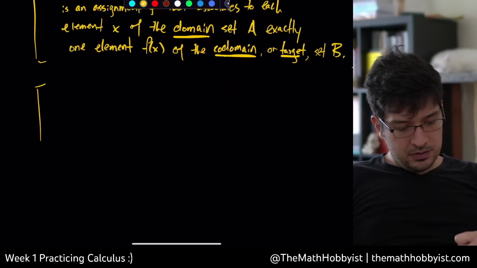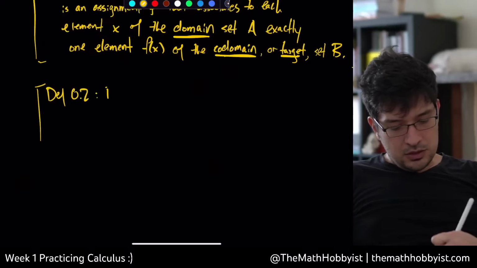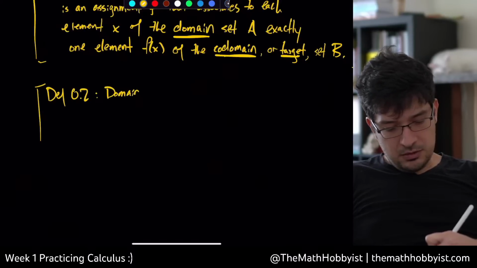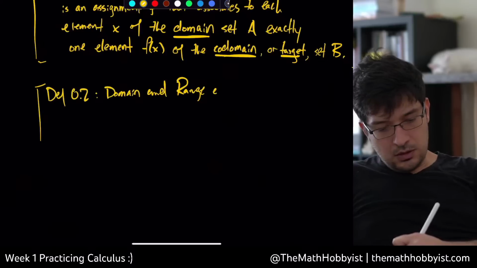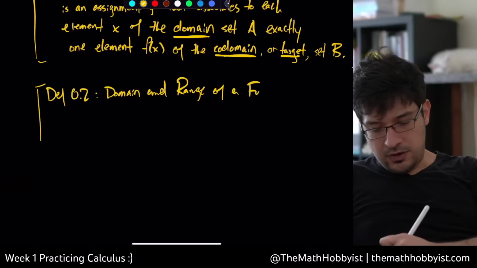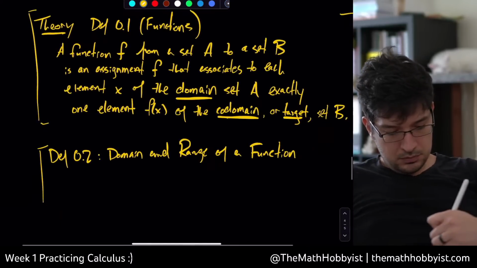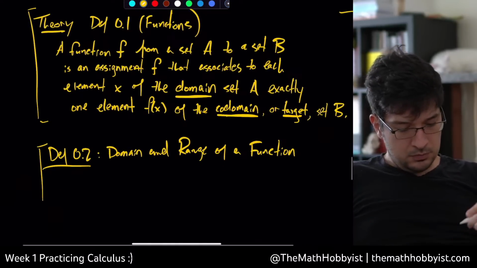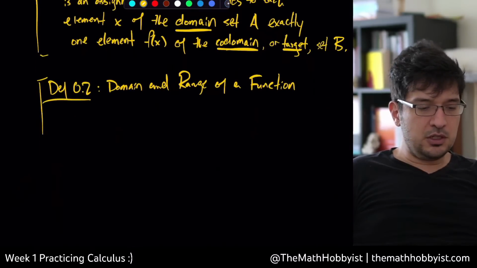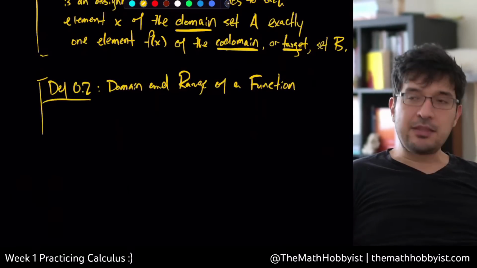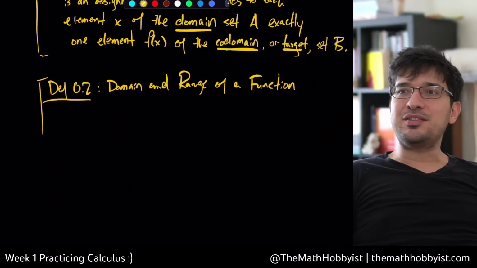Now we have definition 0.2, the domain and range of a function. So I want to write out some of these things precisely so that y'all see what an actual mathematician would say.